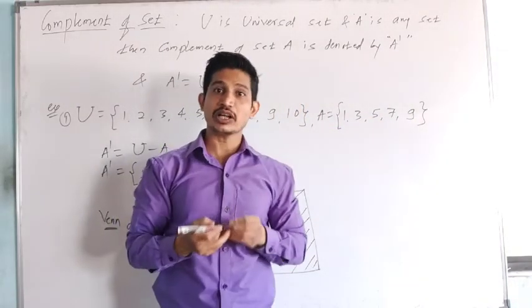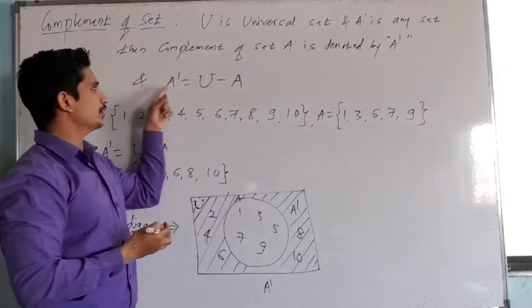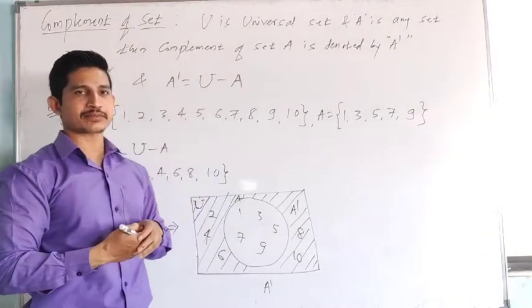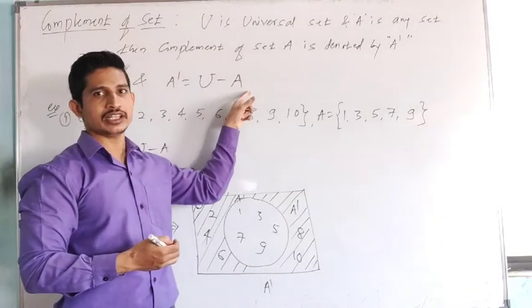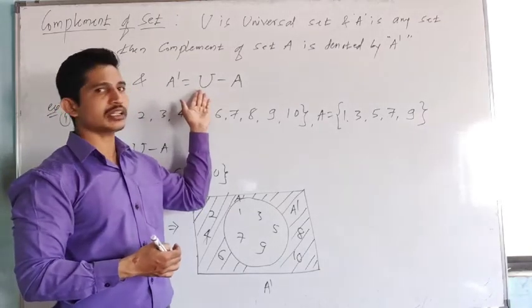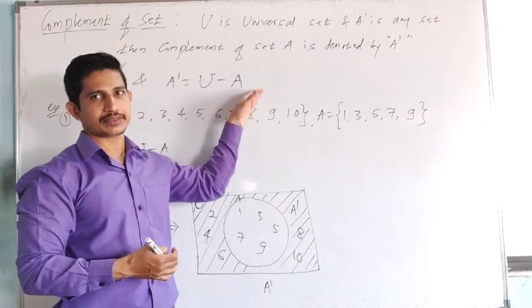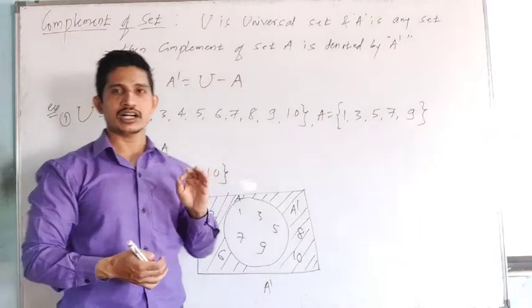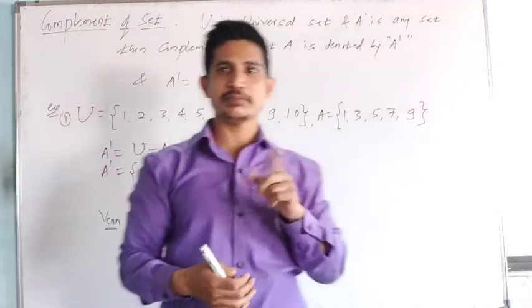Now how to find A dash? A dash is always U minus A. It means all the elements of A are subtracted from the universal set, that is, all the elements of U which are not in A. Like we have done before, A minus B and B minus A.